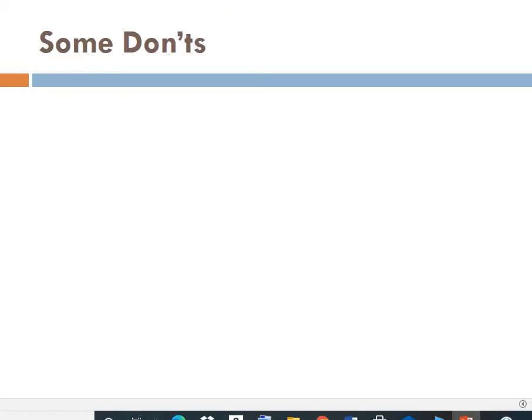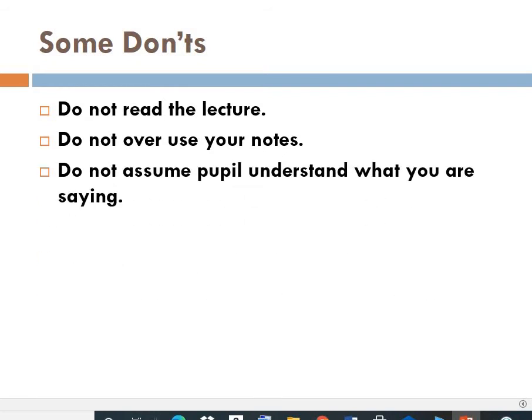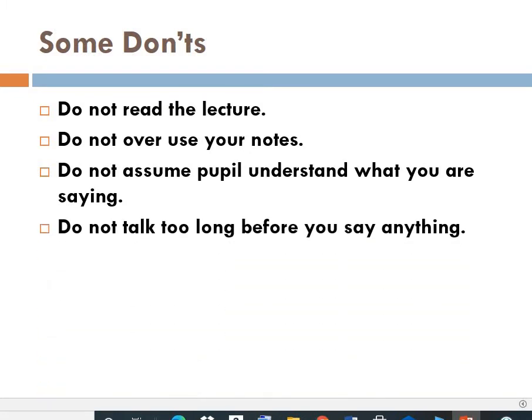Then there are some don'ts of using lecture method. Some teachers used to read the lecture. That's a bad practice. So better do not read the lecture. Then secondly, do not overuse your notes. We can have some points or some strips of notes, but better not overuse them. Thirdly, do not assume people understand what you are saying. Then fourthly, better do not talk too long before you say something.